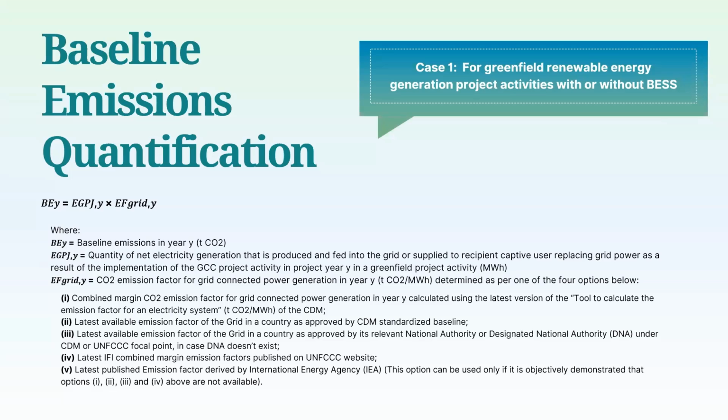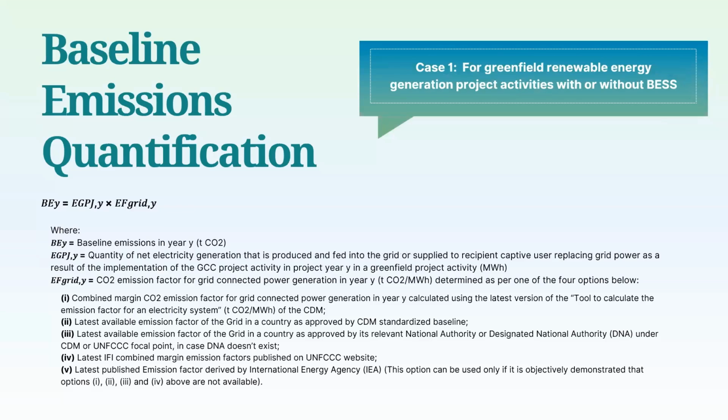But there are different ways to get this emission factor as outlined by the methodology. It can come from a specific tool known as Tool 7 from CDM. It could also be the latest available emission factor of that grid in the country, approved by the CDM standardized baseline, the latest version of the emission factor for that grid in a country approved by the relevant national authority. Or the latest combined margin factor published on the UNFCCC website. The last option would be the latest published emission factor derived by the IEA, and that can only be used if the 4 previous options are not available.